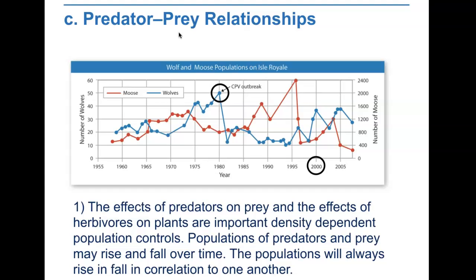Predator-prey relationships. The effects of predators on prey and the effects of herbivores on plants are important density-dependent population controls. The populations of predators and prey may rise and fall over time. The populations will always rise and fall in correlation to one another.